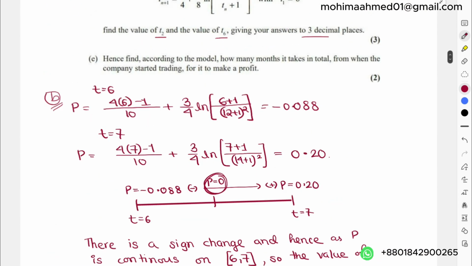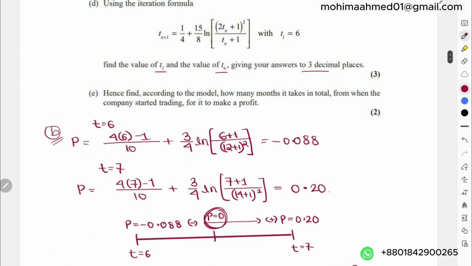After this, for your part E, they are saying that hence according to the model, how many months does it take in total from when the company started trading for it to make a profit. For it to make a profit means that I have to find out how many times it was giving you a positive value. According to the model, how many months does it take in total from when the company started trading to when it makes a profit.